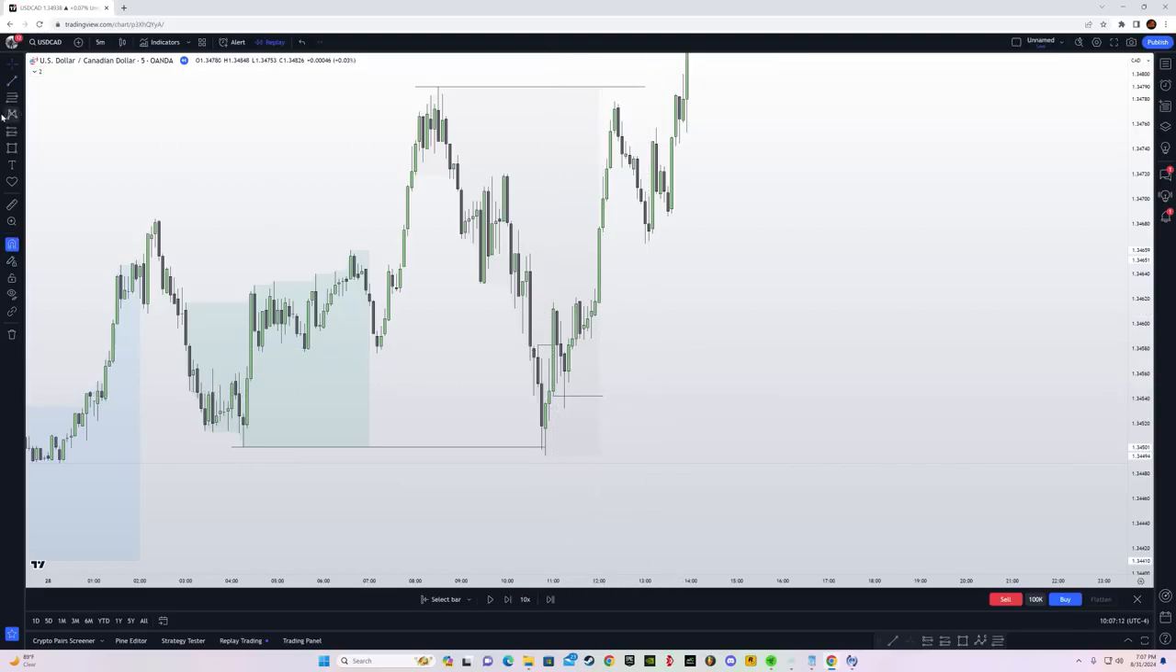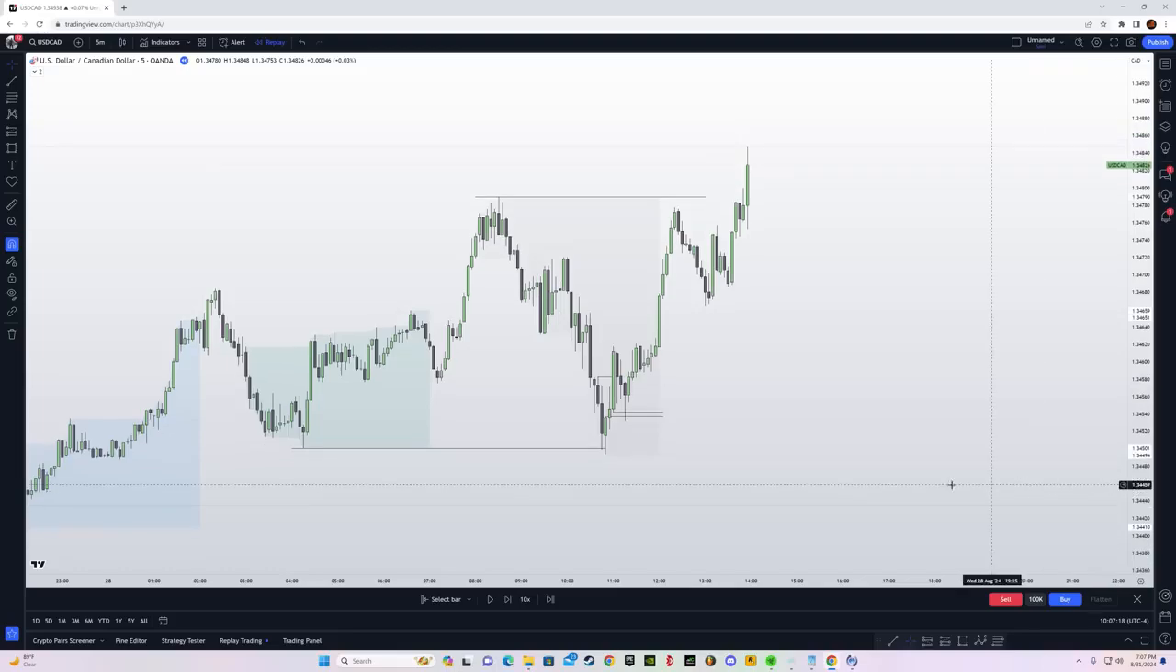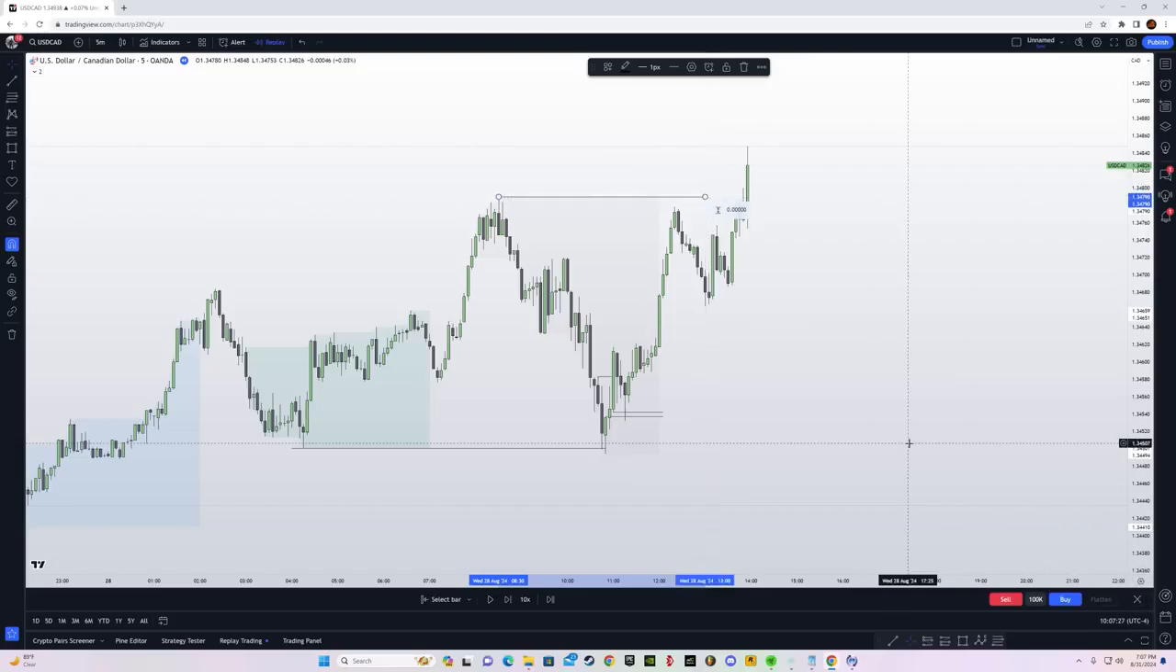And then we have what? We have a fair value gap around here. And that happened on 28 August. So if you're watching now, it happened on Wednesday. This would have been your entry, and you would target this high over here. That is absolutely incredible how accurate this strategy is, guys.